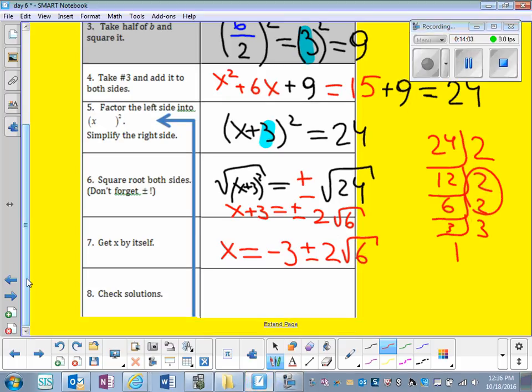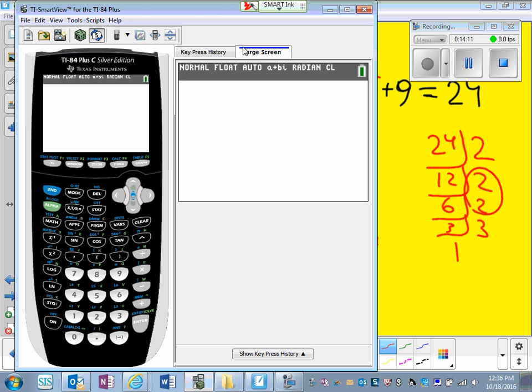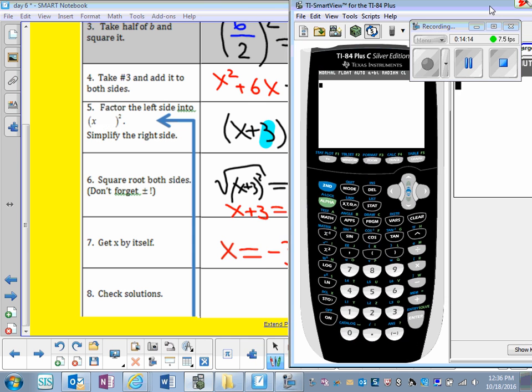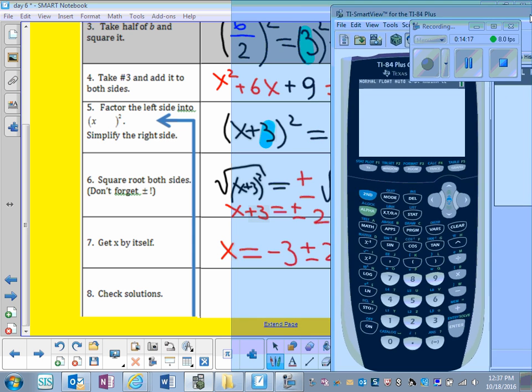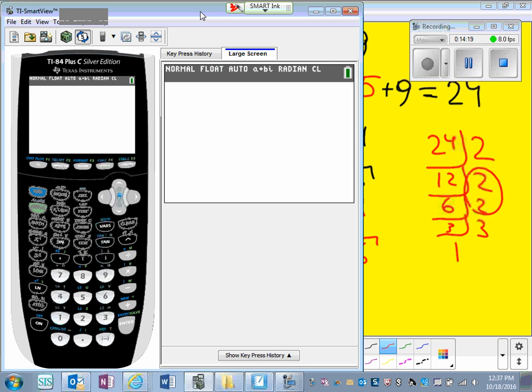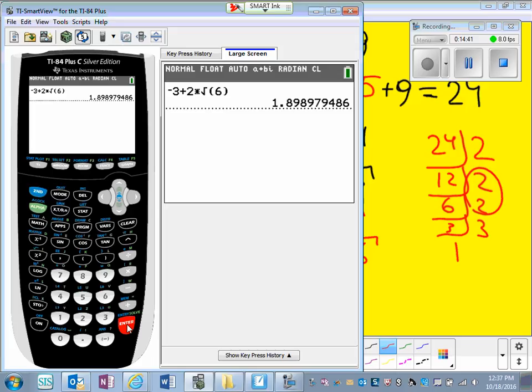We can use a calculator, right? We can do this by hand, but because of this radical, it's kind of messy. So we'll just do it on the calculator. On the calculator, I first enter the solution. So it was negative 3 plus, first solution, what is it, 2 square root of 6, right? Yes, so 2 times square root of 6. And I say enter. So this is my answer.